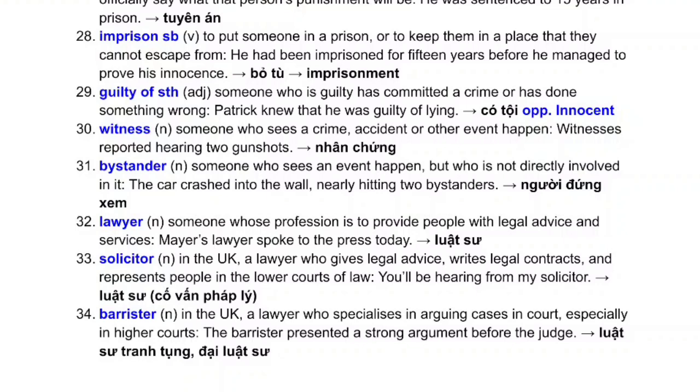34. Barrister. In the UK, a barrister is a lawyer who specializes in arguing cases in court, especially in higher courts. Example: the barrister presented a strong argument before the judge.